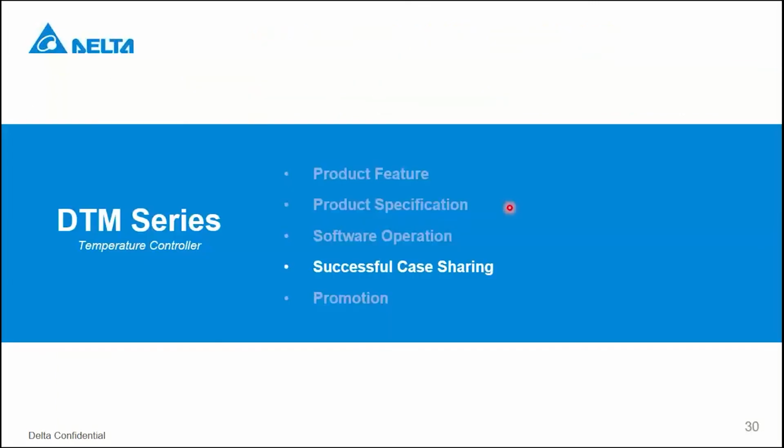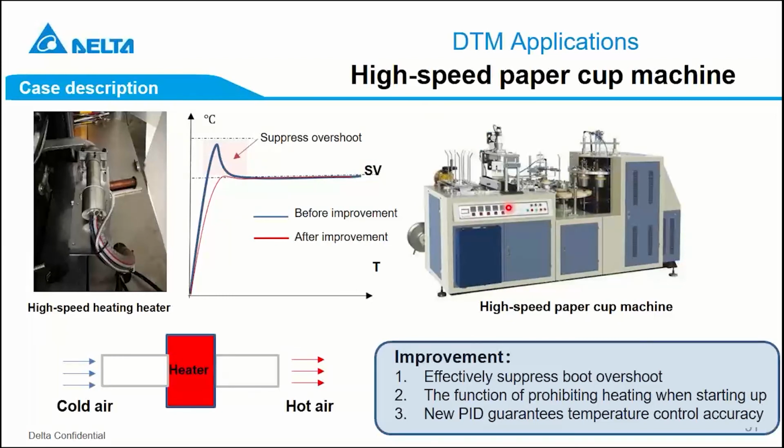operation. And next one is the successful case sharing. First one is the paper cup machine. Paper cup is very common. When you go outside, you want to drink water, you probably could use the paper cup. So this machine to stick the paper.